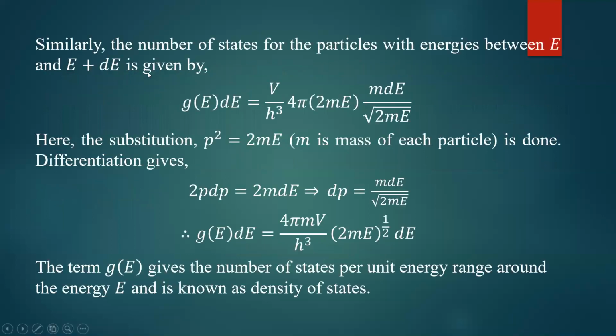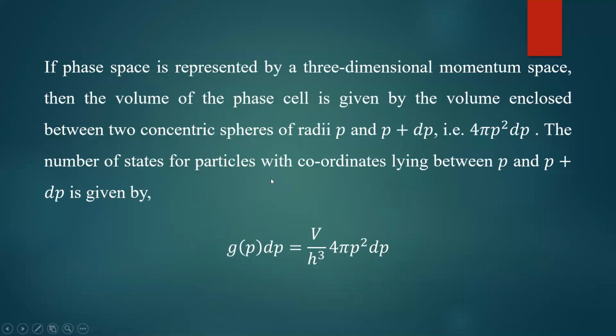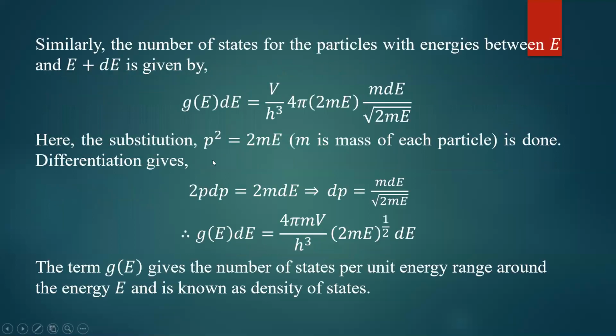In terms of energy space, how should you substitute? So just substitute p square equal to 2mE. How to represent kinetic energy? E is represented by p square by 2m. Therefore you will put p square equal to 2mE. In the equation, where p square is there, you put 2mE, and for dp, if you differentiate, you will get 2p dp equal to 2m dE. 2p dp equal to 2m dE. So dp will be equal to m dE by 2p.